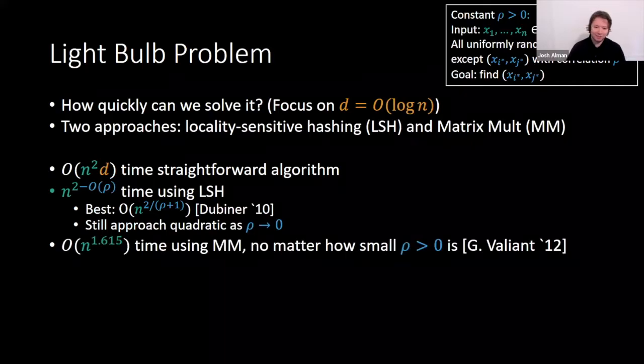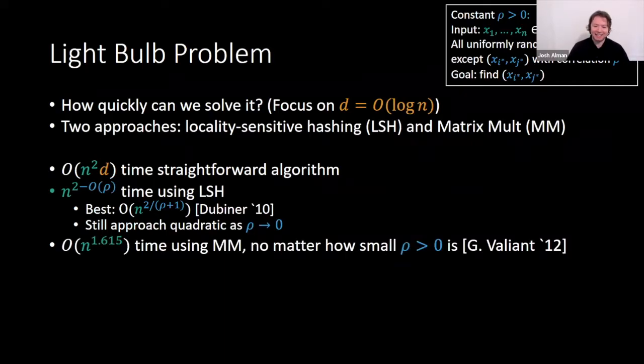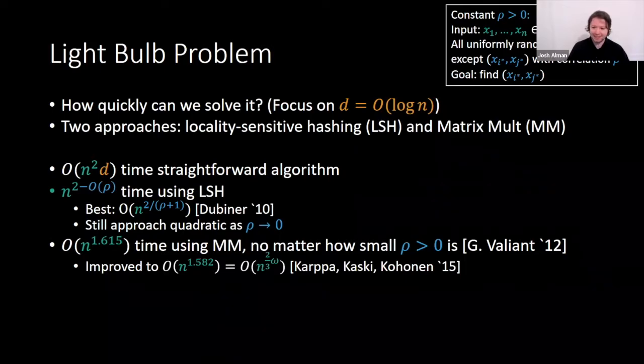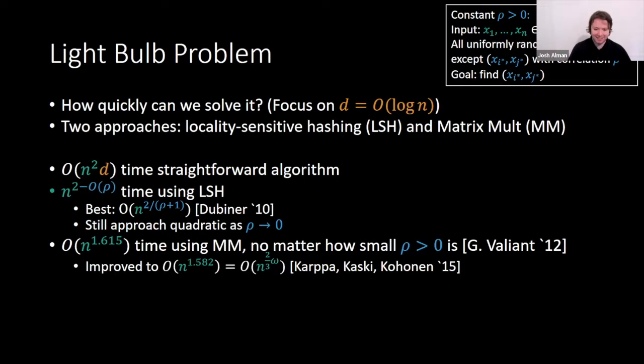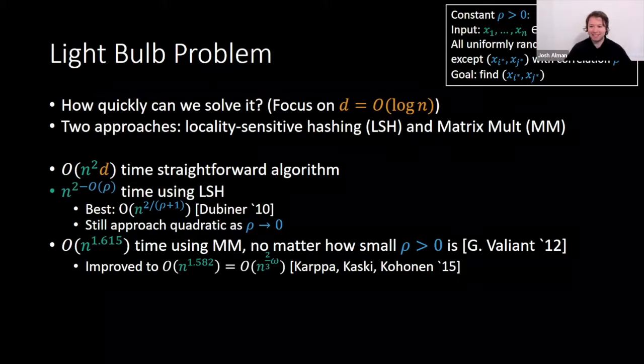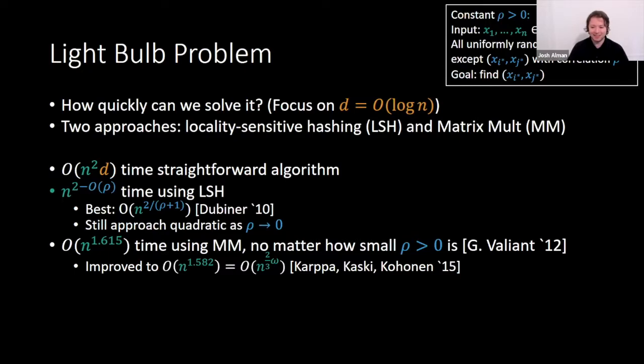But then in 2012, Greg Valiant gave a breakthrough algorithm using matrix multiplication, which solves the problem in time n to the 1.6-ish, no matter how small the constant rho is, as long as it's a positive constant. And a few years later, Karppa, Kaski, and Kohonen improved it to n to the 1.58, which is n to the 2/3 times the best current bound on omega. So this is the best known algorithm, and no matter how small rho is, it still runs in truly subquadratic time.